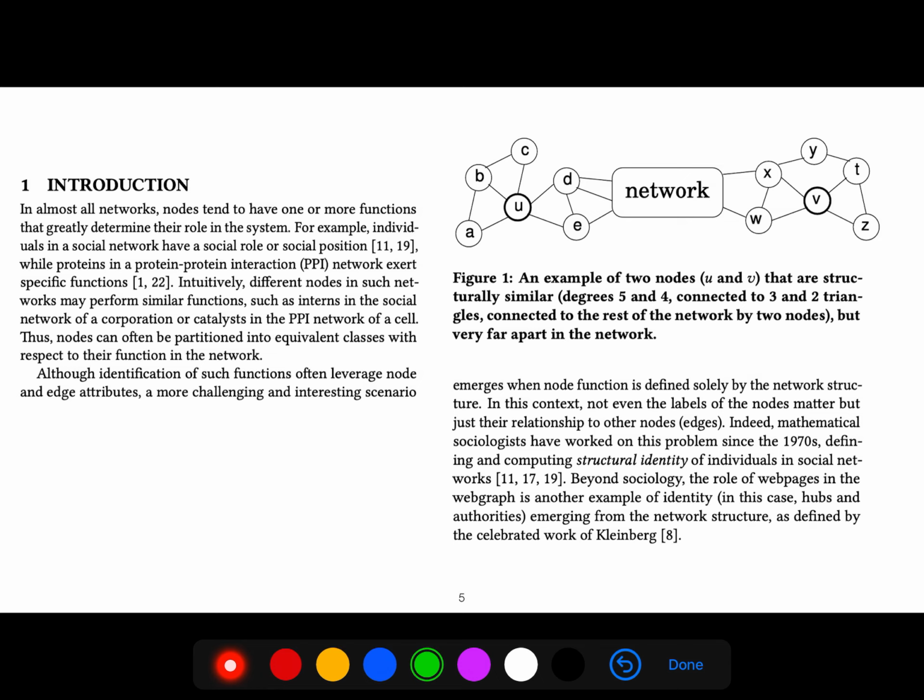You see an example of two nodes U and V here that are structurally similar. Look at the degree of them. Degree of them is 5 and 4, connected to 3 and 2. Triangles. So connected to the rest of the network by two nodes, but very far apart in the network.